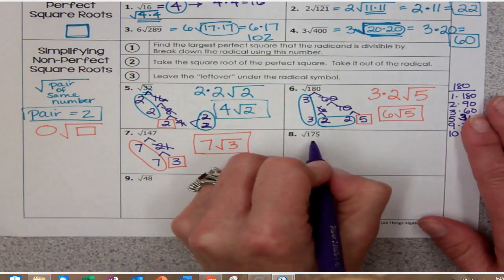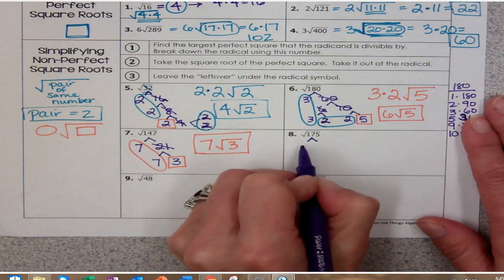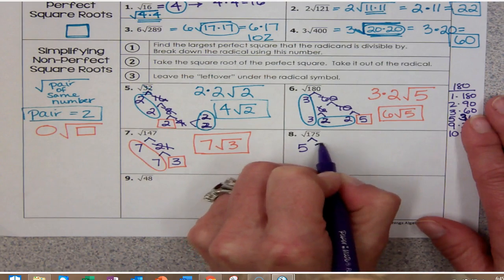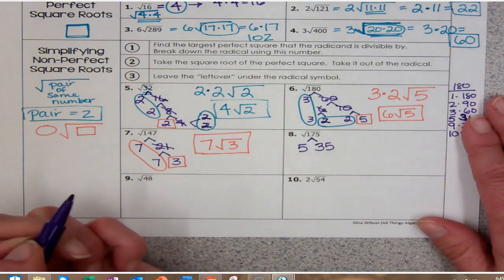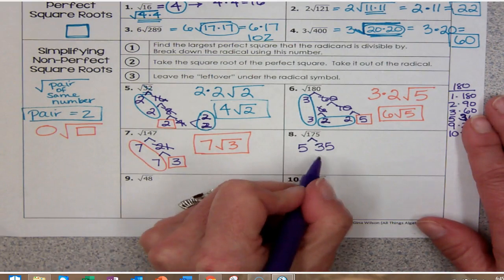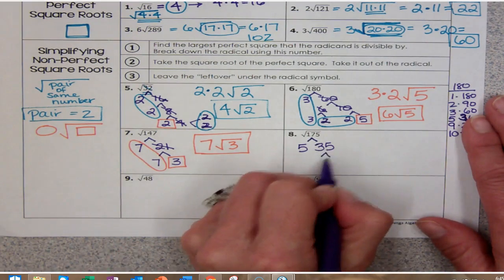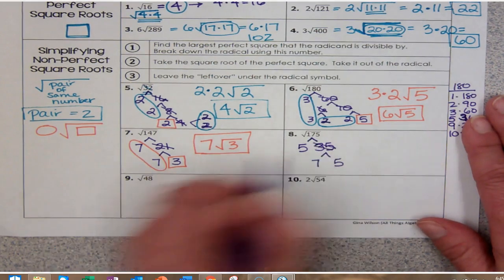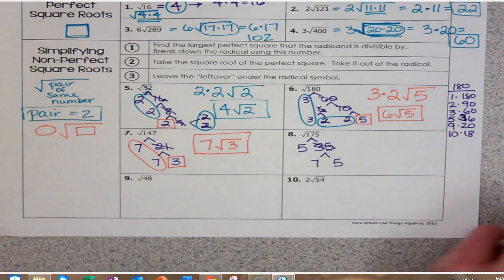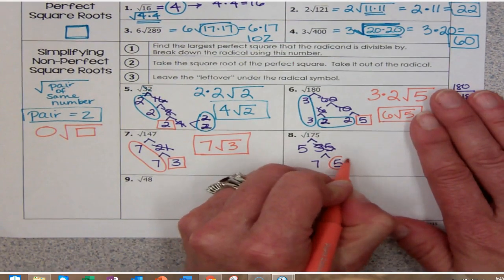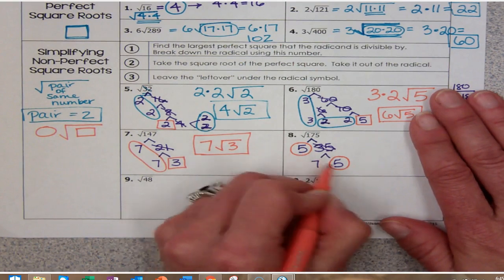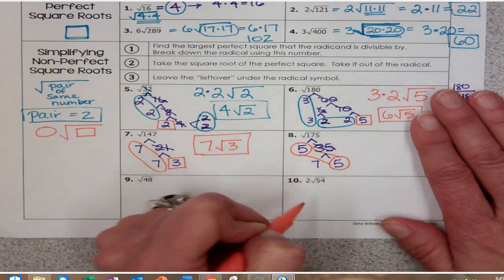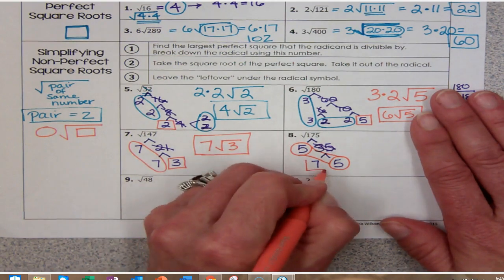So 175, I know 5 can go in there. 5 times 35. What two numbers are going to multiply to give me 35? 7 and 5. Do I have a pair? Yes, I have a pair. There's a 5 and there's a 5. They are together. All right. What's left? The 7.